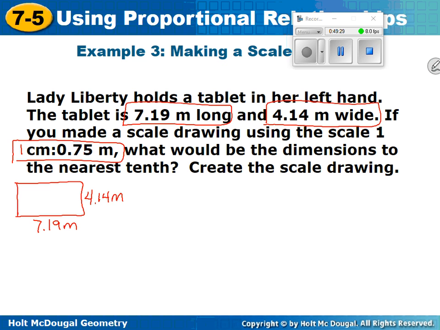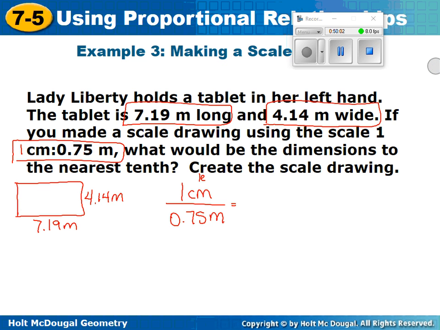Our scale factor is 1 centimeter is equal to 0.75 meters. You're going to need to do this how many times to find the new length and the new width? Twice. Don't get confused and think you use all of this at once. Write your proportion, that 1 centimeter is the same as 0.75 meters. And then convert each measurement. So start with length first, and then we'll go back and do width.